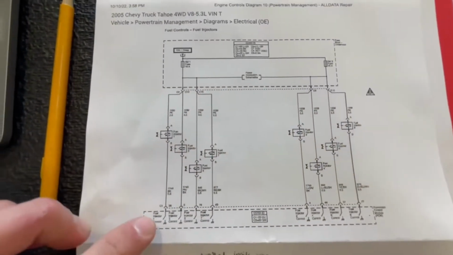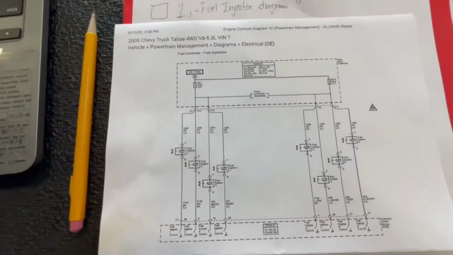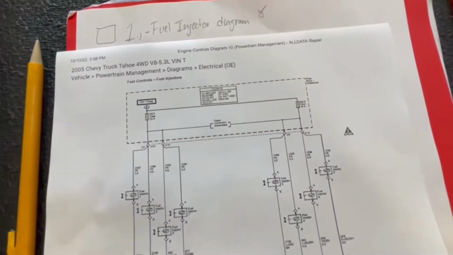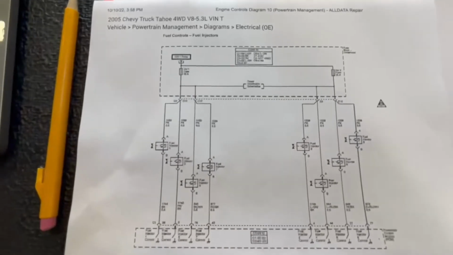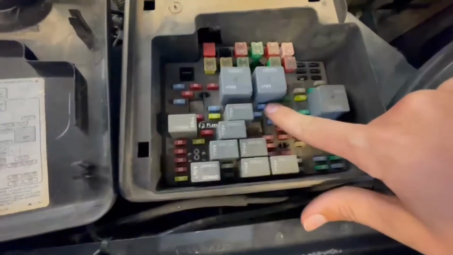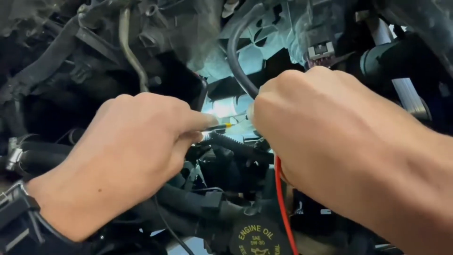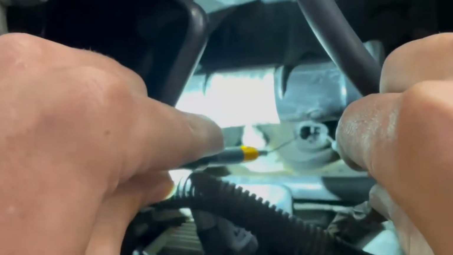As you go down, you will notice that there's switches all in the PCM. So this is a ground side controlled system. The fuses for these are located in the fuse box, which if I come over here, the fuses are right there and right there.